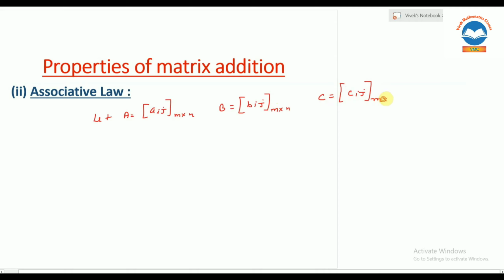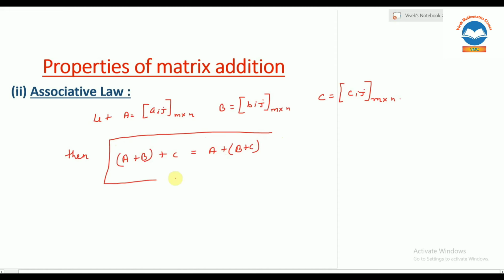Order will be same, it means m cross n. 3 matrices we have taken. So what will be associative law? Then what can we write? Either if you add A plus B first, then you will add C, or first we will add B plus C, and then we will add A. Even then also you will get same. So it means matrix addition follows associative law also.